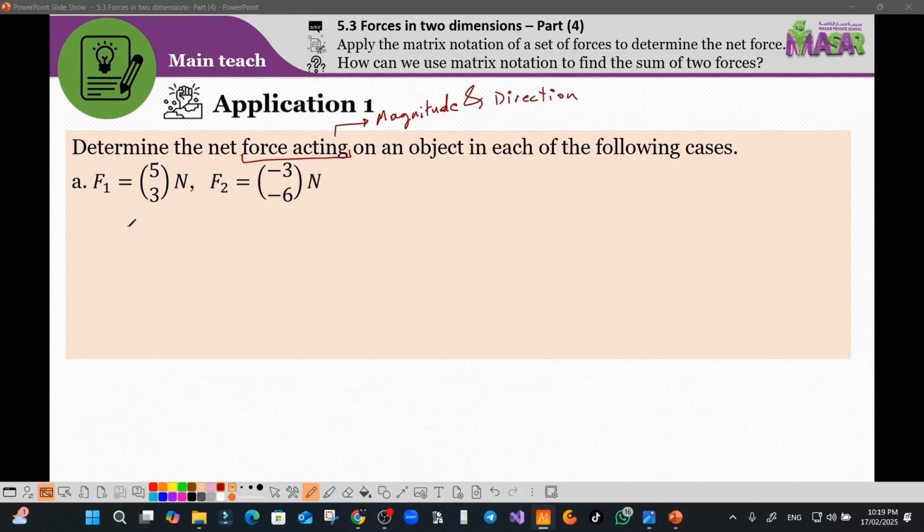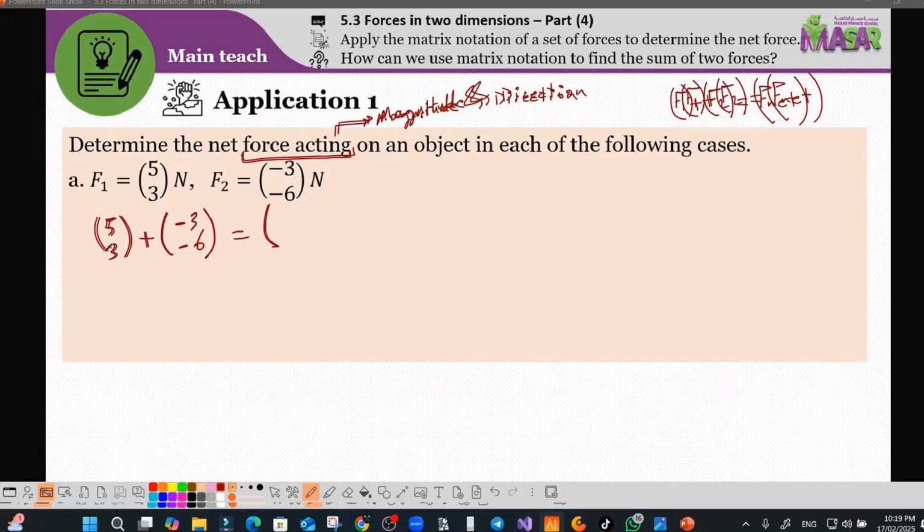Now, in this case, we have again two forces. To find the F net, we just add them together and we will get the F net. Let me recall that if you add the matrix notation for F1 and F2, you will get the matrix notation for the Fnet. So let's do that together. (5, 3) plus (-3, -6) is equal.